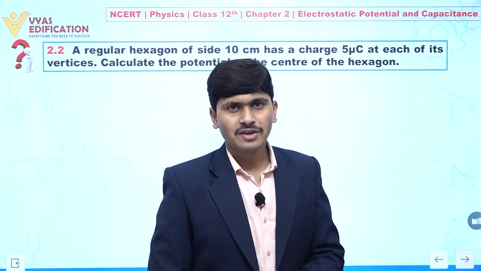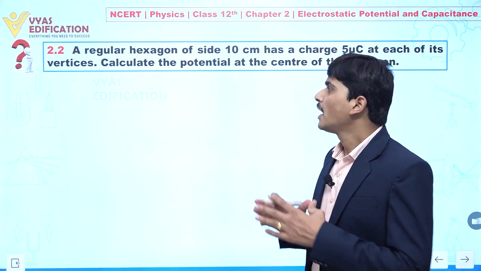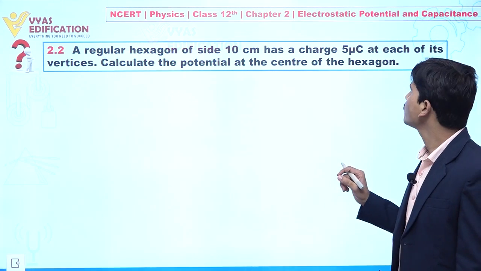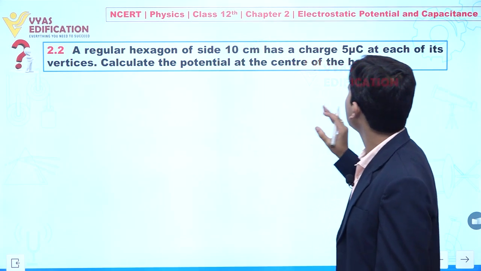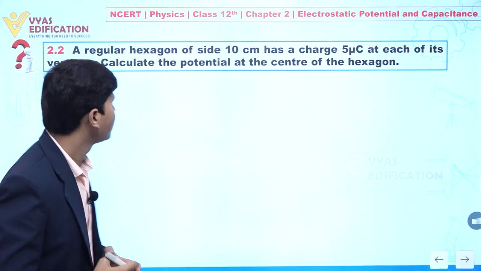Now dear student, we are going to discuss question number 2.2. In this question it is given a regular hexagon of side 10 centimeter has a charge of 5 microcoulomb at each of its vertices, okay. Calculate the potential at the center of the hexagon, clear. So now concentrate.